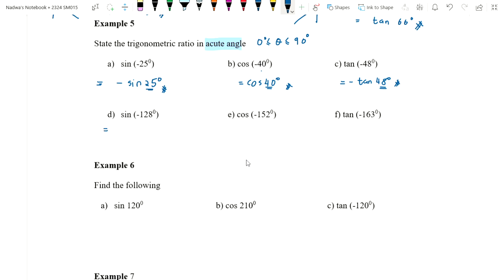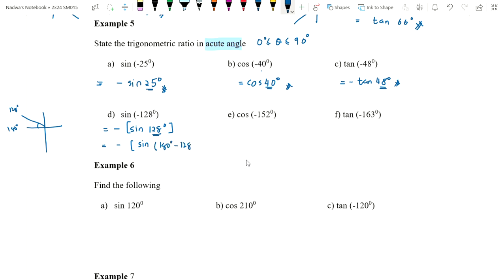When we have sine negative 128 degree, it is equal to negative sine 128 degree. However, 128 is not an acute angle. So we have to transform sine 128 degree to an acute angle. So identify first where is our 128 degree. It is in the second quadrant. So when it is in the second quadrant, we have to refer to 180. It's positive because sine is positive in the second quadrant.